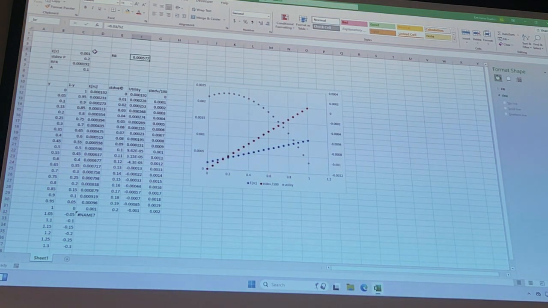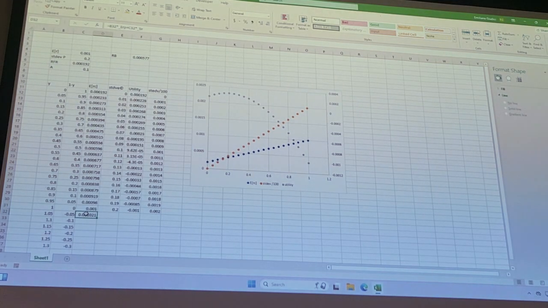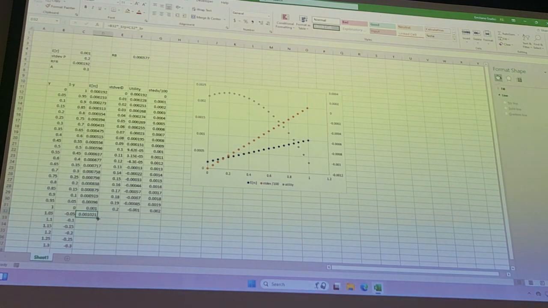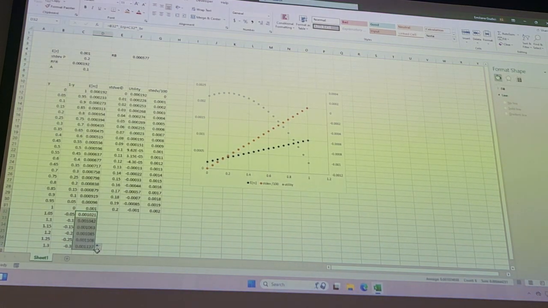Borrowing rate. Why? It's because I didn't press enter. That's what I did. So there you are. Yeah. So put the formula like that.